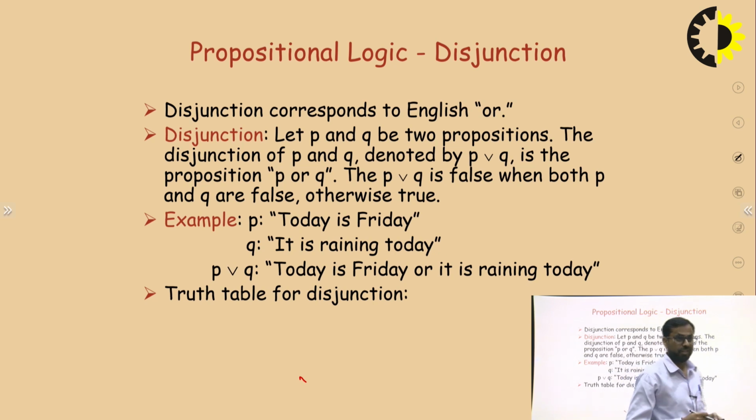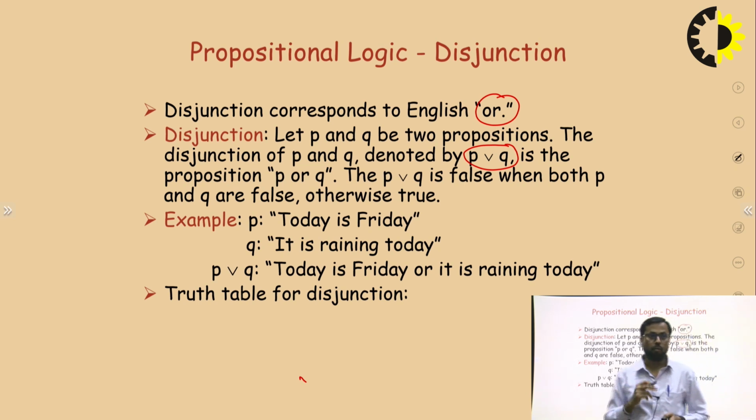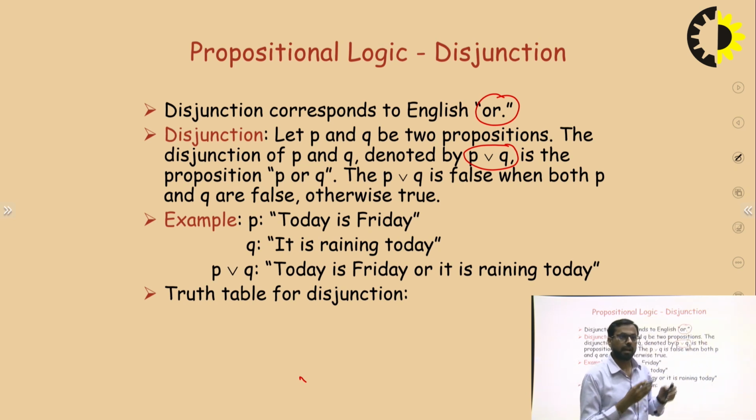The other term is disjunction, corresponding to the English word or, that is a logical or. What is disjunction? Let P and Q be two propositions. The disjunction of P and Q, denoted by P logical or Q, is the proposition P or Q. P or Q is false when both P and Q are false, otherwise it will be true. That means if one of the entities is true, then the logical function will be true.